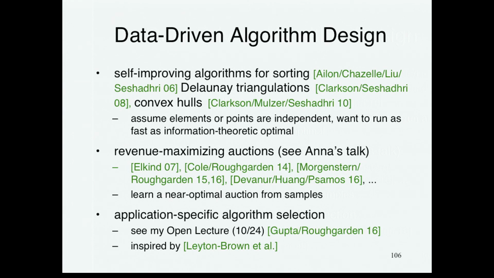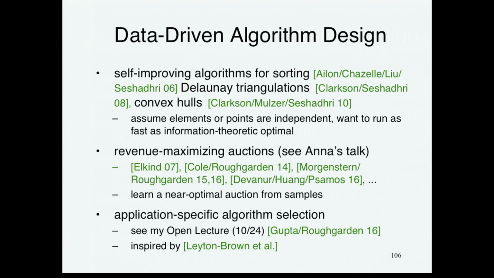And they show that this can be done. They show that with a relatively small number of samples, and some suitable data structures, you really can have algorithms which are simultaneously competitive with the optimum for any product distribution over array entries. So that's self-improving algorithms, a lot of nice stuff there.